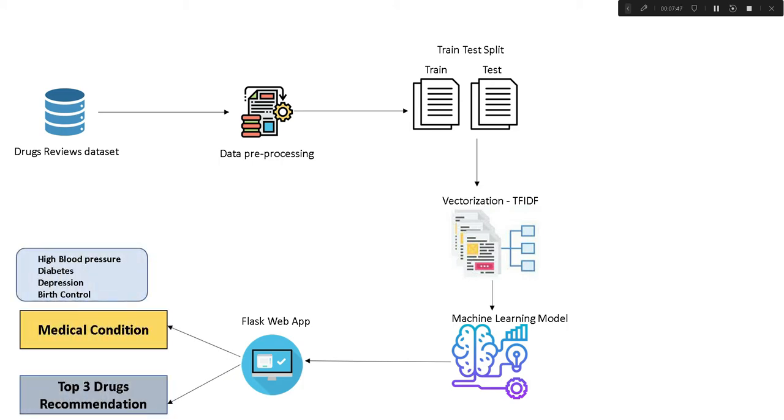So what is the output of this Flask web app? It will output medical conditions, that is high blood pressure, diabetes, depression, and birth control. Apart from that, it will also tell you the top 3 drugs. Now the question is, we have built only a classification model based on the previous data set. How will this recommendation come? For recommending the top 3 drugs, we have used the drug reviews data set only.